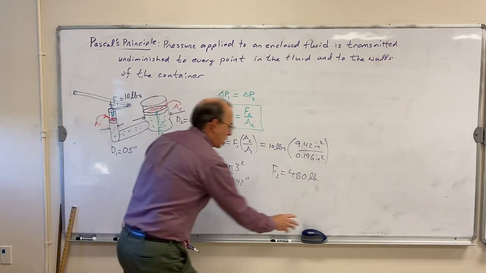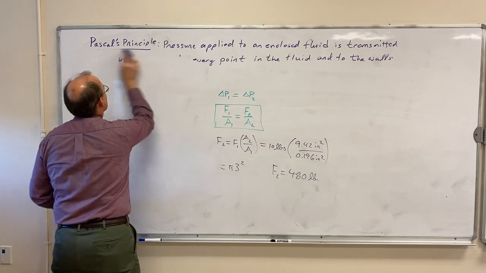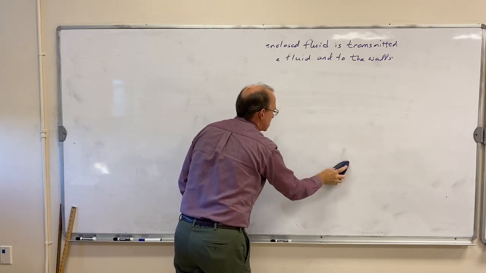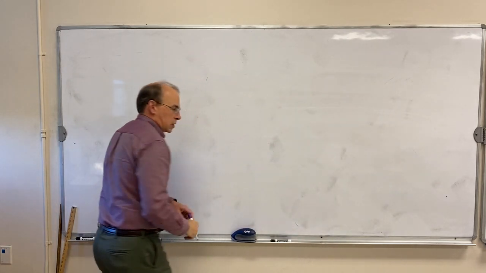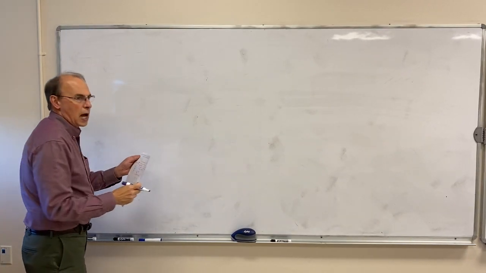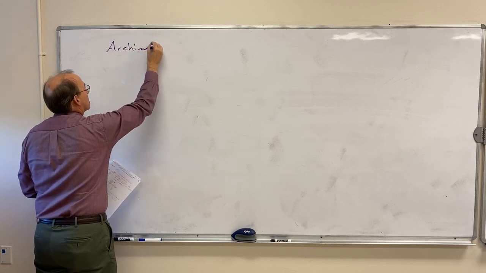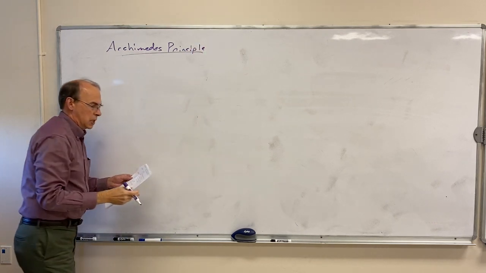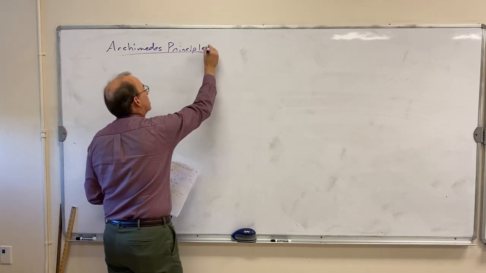Next, we need to talk about Archimedes' principle. Archimedes' principle has to do with something called the buoying force or the buoyant force. This is the force you feel holding you up when you're in water. So when you're in water, you feel like you're kind of floating a little bit. That's due to the buoyant force, and the size of that force is described by something called Archimedes' principle. So Archimedes' principle says the buoyant force is equal to the weight of the displaced fluid.